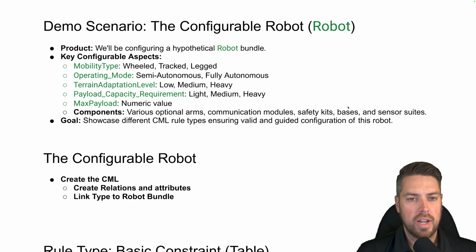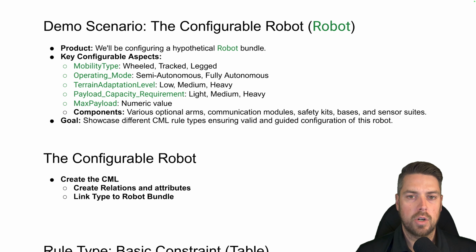So the bundle that we've got created at this point is a robot. So we'll be going through the Advanced Configurator for that robot bundle. The key configurable aspects: we have a couple attributes that we have set up for that product. So mobility type, operating mode, adaptation level, payload capacity requirement, and max payload. And we have components. So we'll go into Salesforce and see what that bundle looks like.